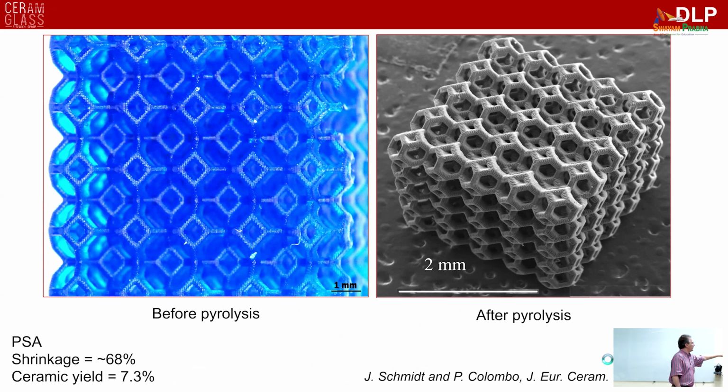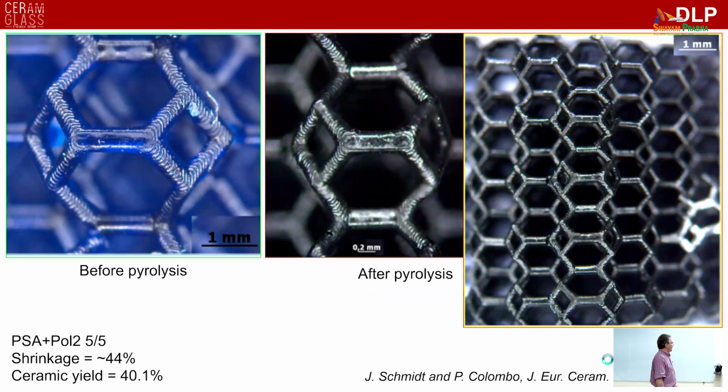This is the pure photocurable siloxane acrylate, and the linear shrinkage is very high, 70%, and the ceramic yield is very low. But since the struts are very thin, you can obtain a crack-free part after pyrolysis. In this case, we mixed the siloxane acrylate with the high ceramic yield preceramic polymer, and you can see that again we can obtain good quality parts. In this case, the ceramic yield was higher and the shrinkage was lower.